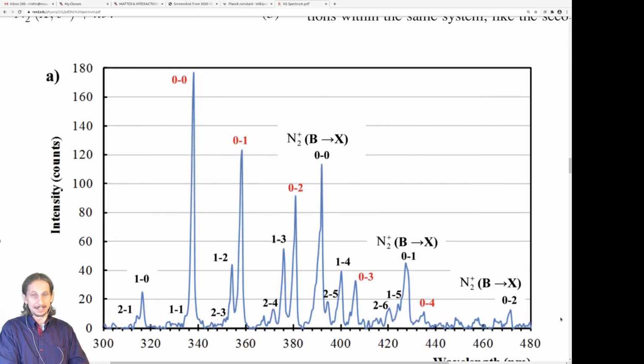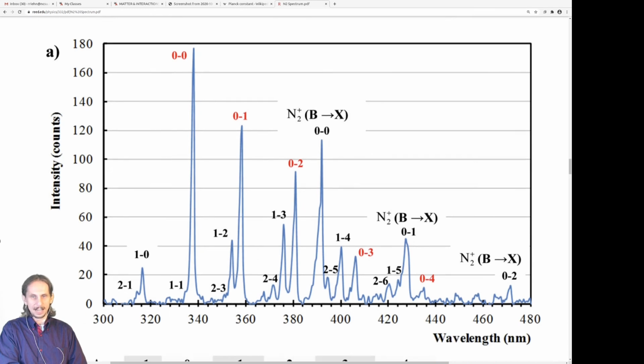It's a little bit of a mess, I agree. But the good people here have done the job for us of labeling it. So they have here the peak that comes from transitioning from the electronic first excited state to the electronic ground state, from vibrational state 0 to vibrational state 0. This has the highest energy or the lowest wavelength.